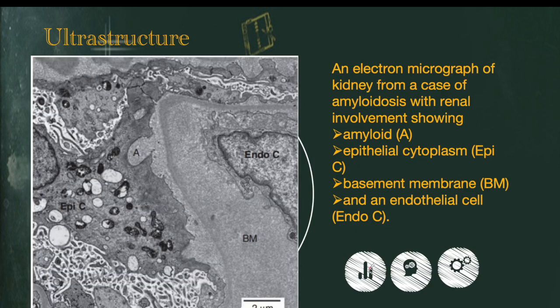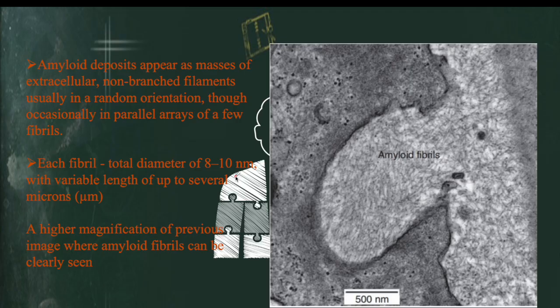Now let's move on to the ultrastructure of amyloids, which is seen in the electron microscopy. So here is the pic showing electron micrograph from the kidney, which is a case of amyloidosis with renal involvement, showing amyloid. This is the amyloid, guys. And epithelial cytoplasm, EpiC. This is the epithelial cytoplasm. And there is a basement membrane, as you can see, and an endothelial cell. This is an endothelial cell. So what is A? A is amyloid. EpiC is the epithelial cytoplasm. BM is the basement membrane, and Endo is the endothelial cell.